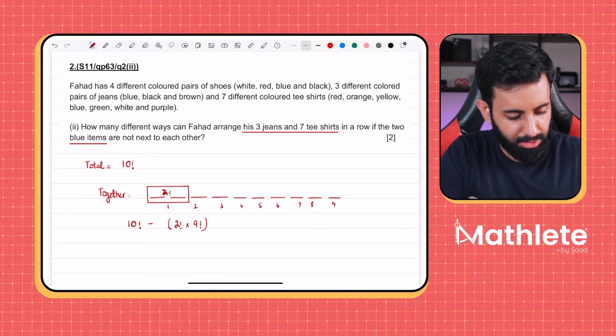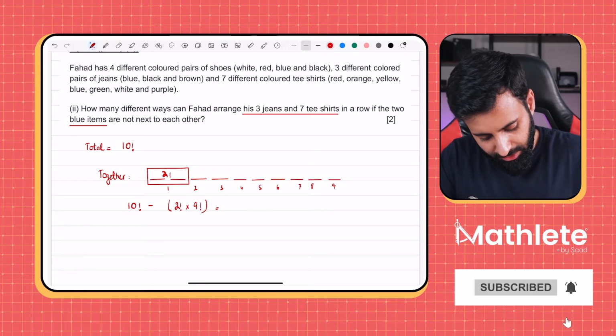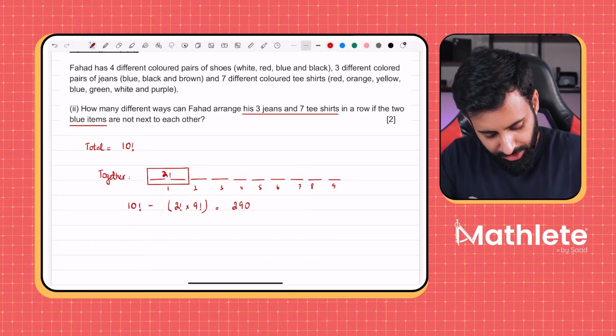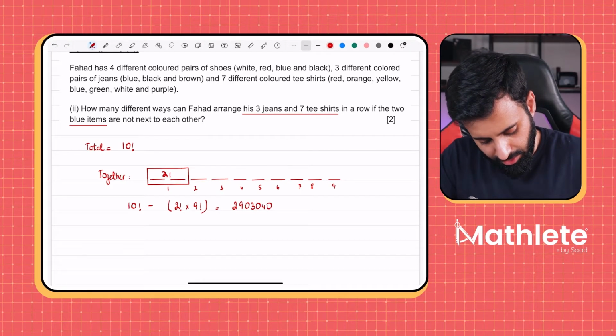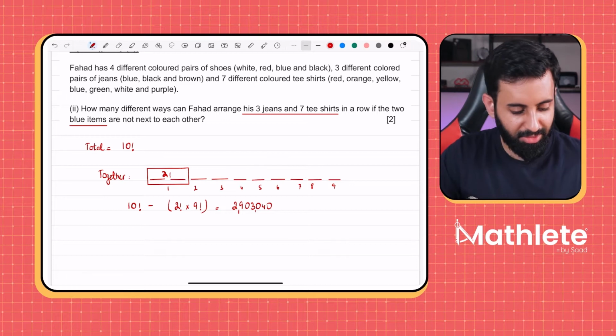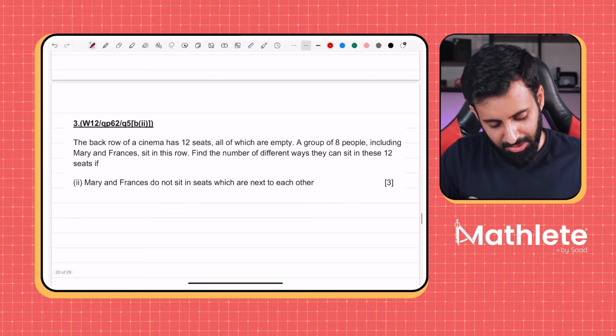Let's see what that gives us. So like I said, it gives us a huge value. And this is 2903040, which is the correct answer. 2,903,040. So these are the number of ways that the two blue items are not next to each other.